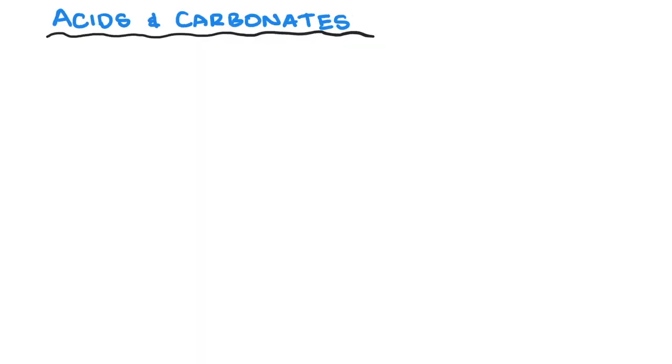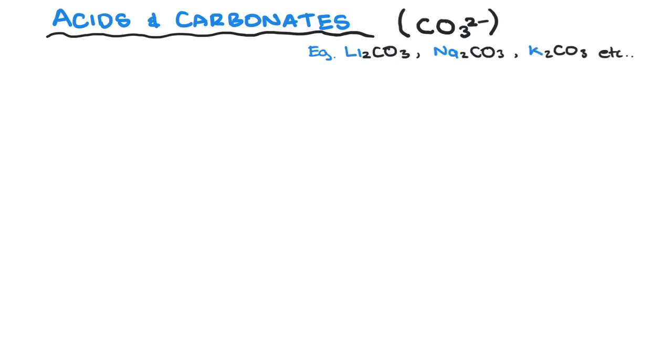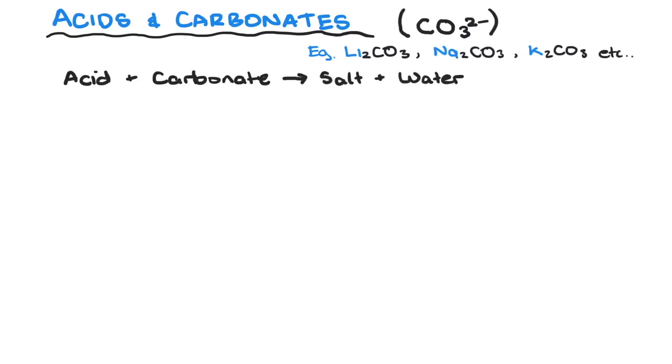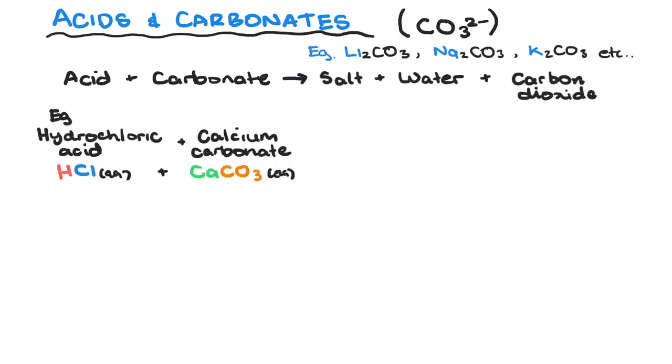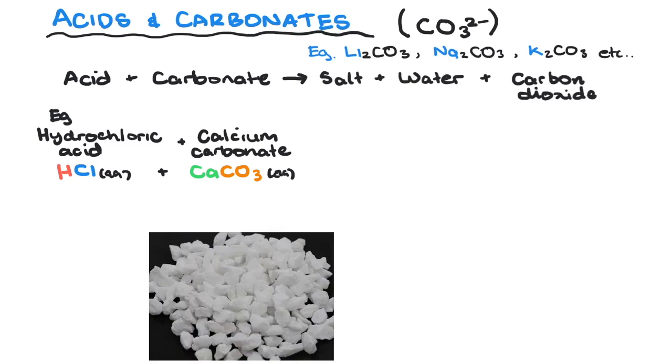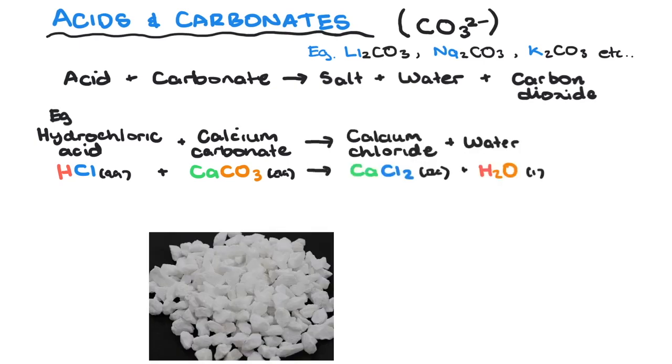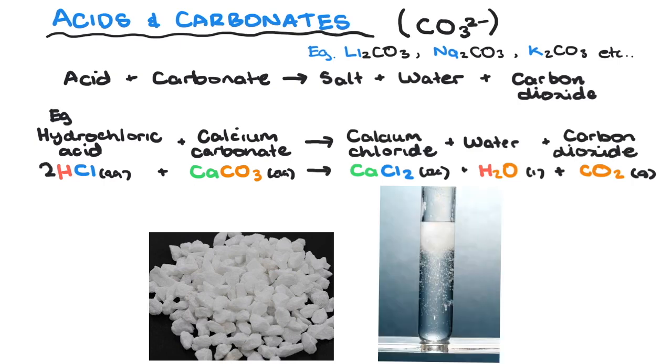Acids can also react with carbonates. These are substances that contain the carbonate ion bonded to a cation. These produce the salt, water, and also carbon dioxide. For example, when hydrochloric acid reacts with calcium carbonate, which is essentially marble chips, you produce the salt, calcium chloride, water, and carbon dioxide. Remember how it fizzes in the test tube?